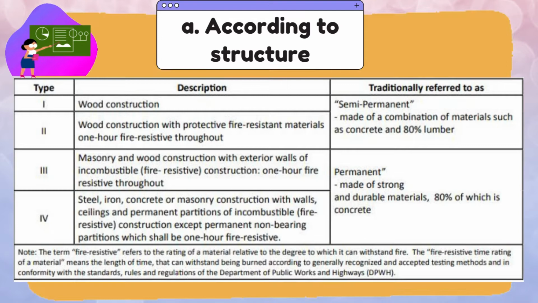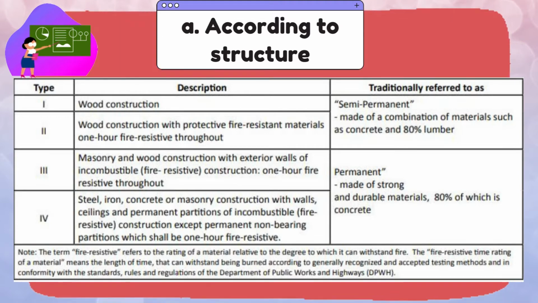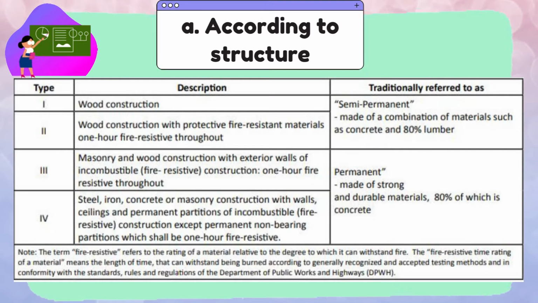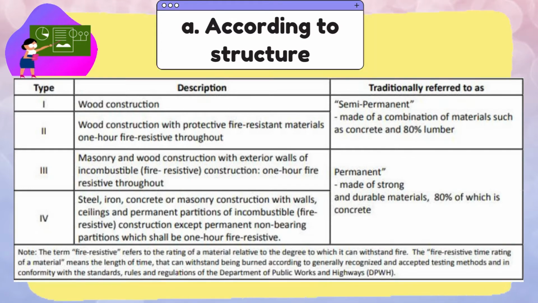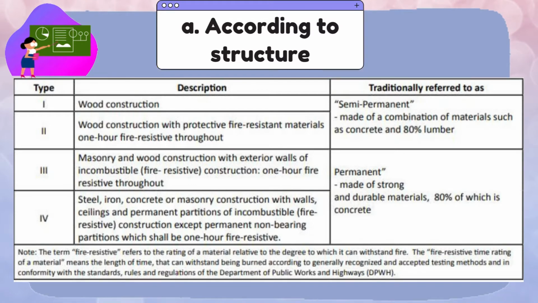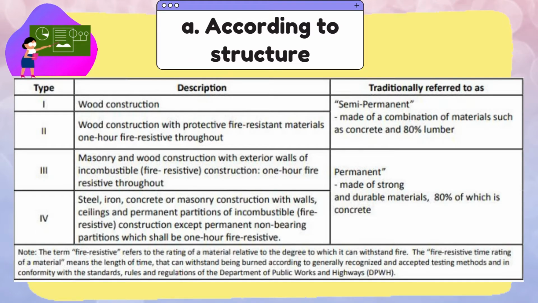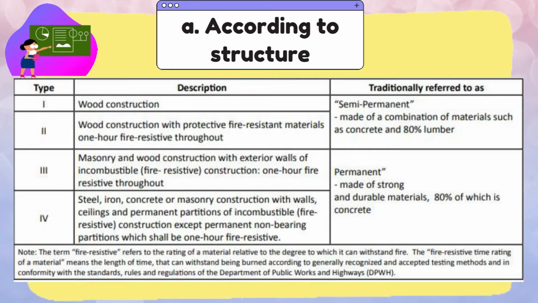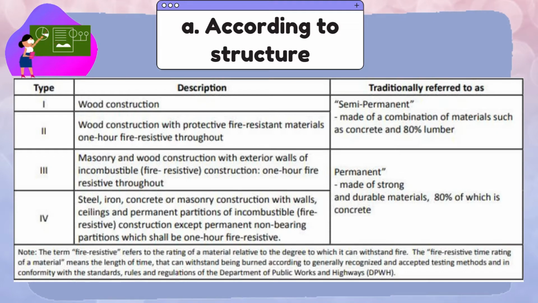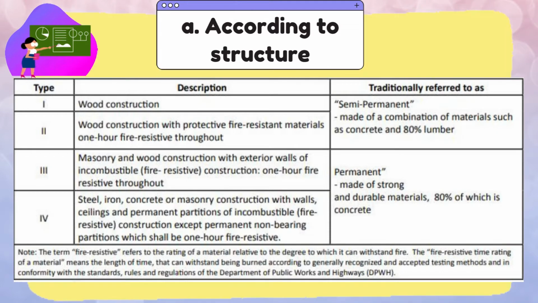Roofs may be either galvanized iron sheets or bricks, although trusses may be of wood. The term fire-resistant refers to the rating of material relative to the degree to which it can withstand fire. The fire-resistant time rating of material means the length of time that it can withstand being burned according to generally recognized and acceptable testing methods and in compliance with the standards, rules, and regulations of the Department of Public Works and Highways.